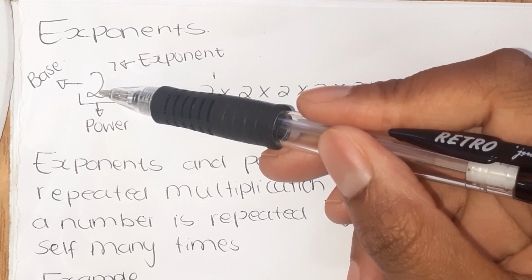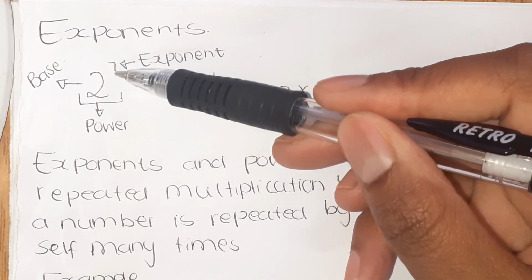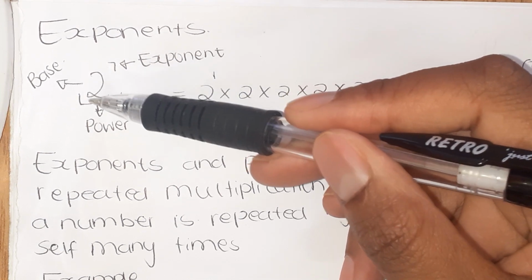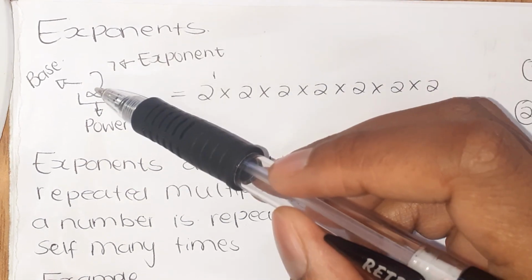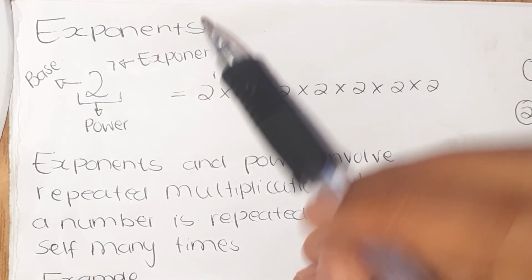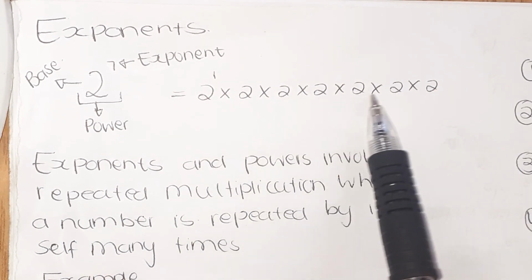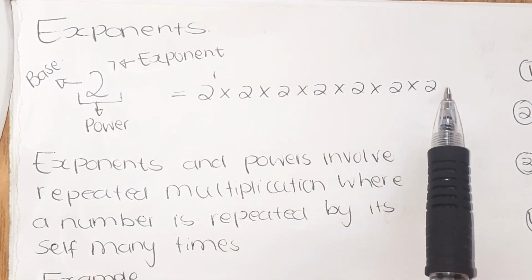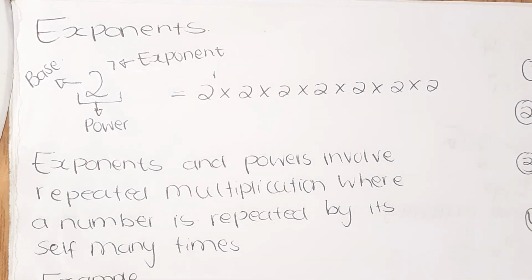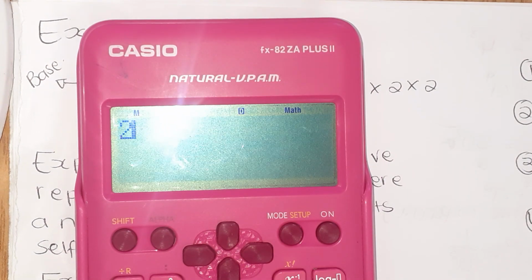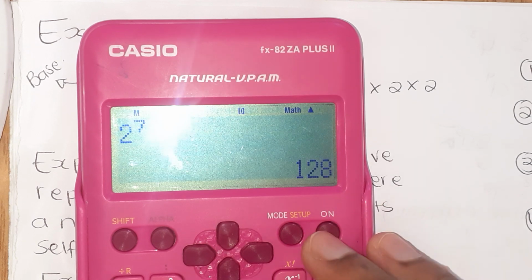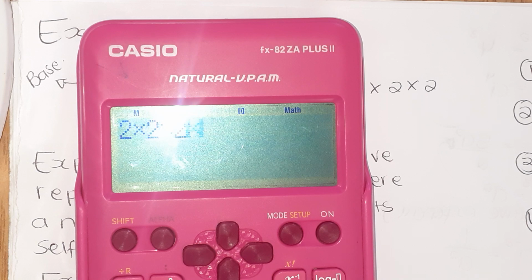Now the base is going to be multiplied this many times, right? When we have 2 to the power of 7, you're going to say 2 times 2 times 2 times 2, and so on. You're going to have 7 twos multiplying each other. So when you go into your calculator and type 2 to the power of 7, that's 128.